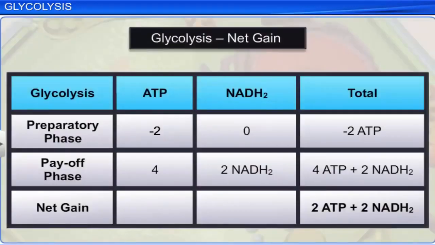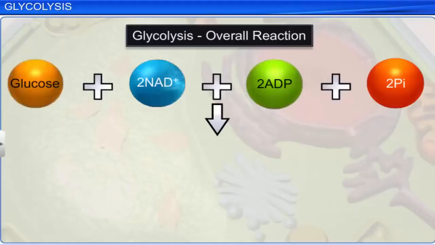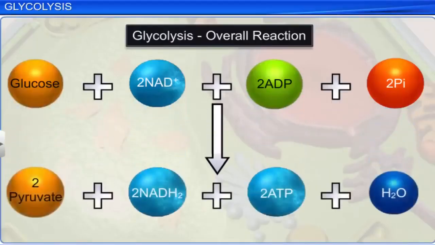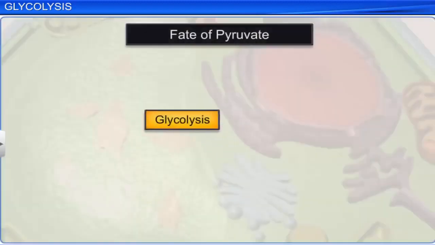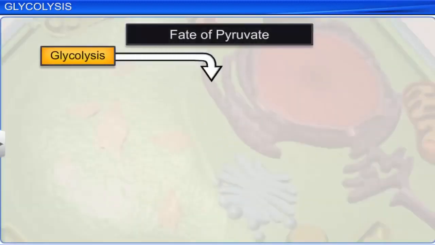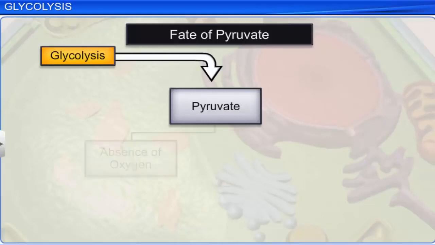The preparatory phase utilizes 2 ATP molecules to break down glucose, while the payoff phase yields 4 ATP molecules and 2 NADH2 molecules. Thus, the net gain from a single molecule of glucose in the glycolysis process is 2 ATP and 2 NADH2. The key product of glycolysis is pyruvate.